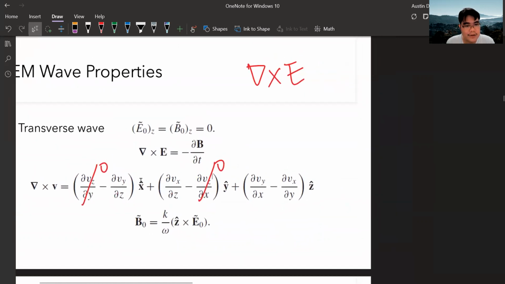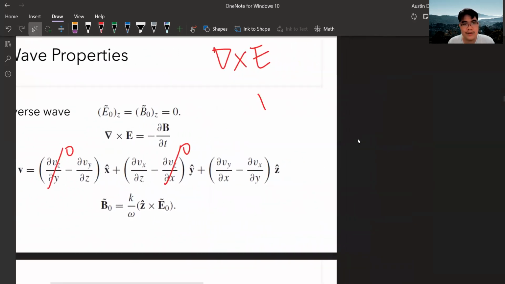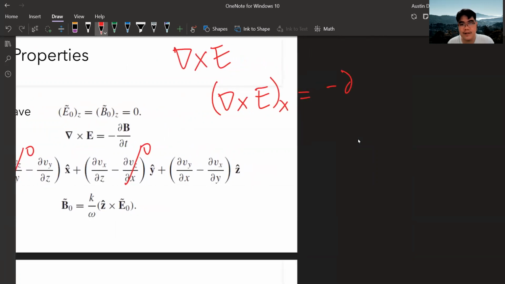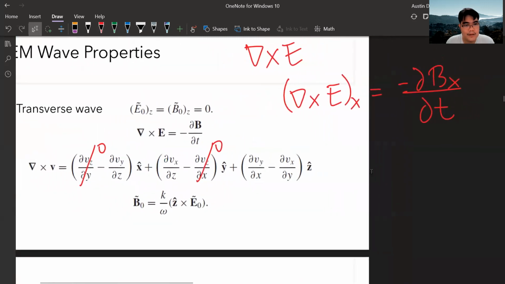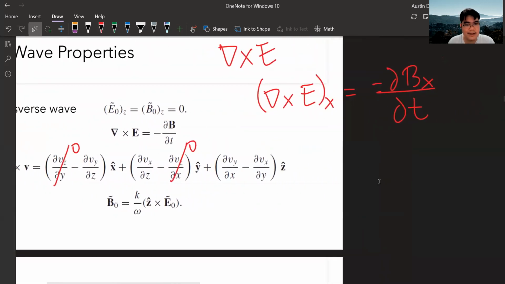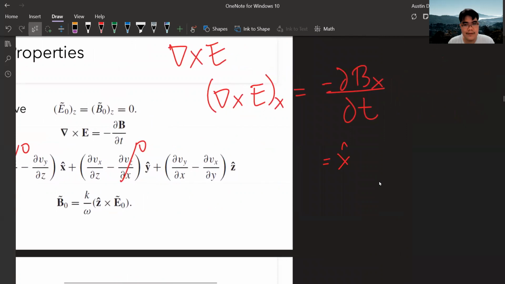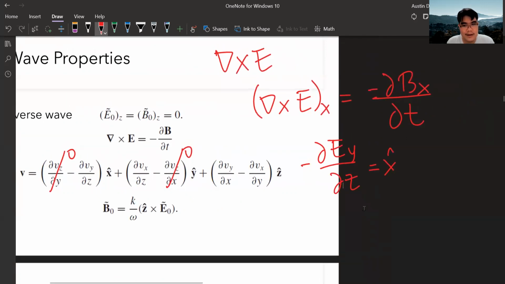Okay, try muna natin solve itong x-hat direction natin. So, del cross E. Yung x part lang must be equal to negative partial of B, x part lang. So, yung del cross E mo, ano matitira dito kung x part lang? Left hand side mo na gagawin ko: negative partial of Ey partial z. Okay?